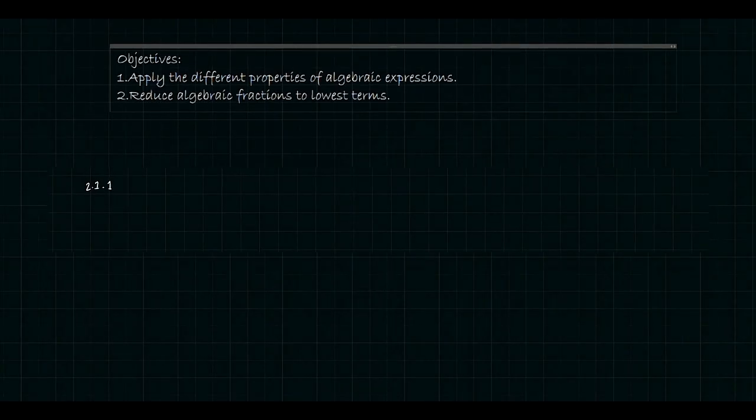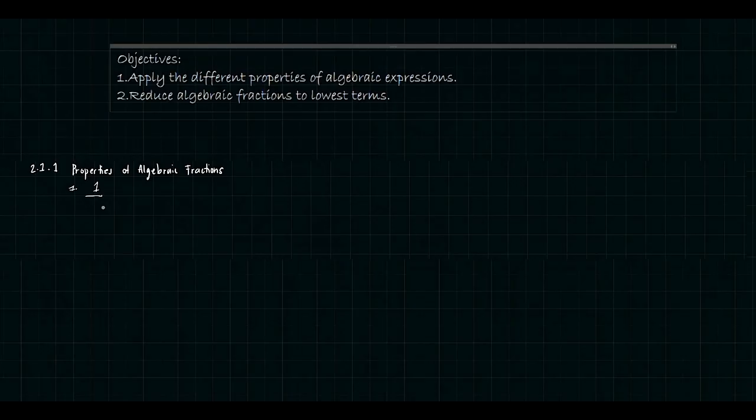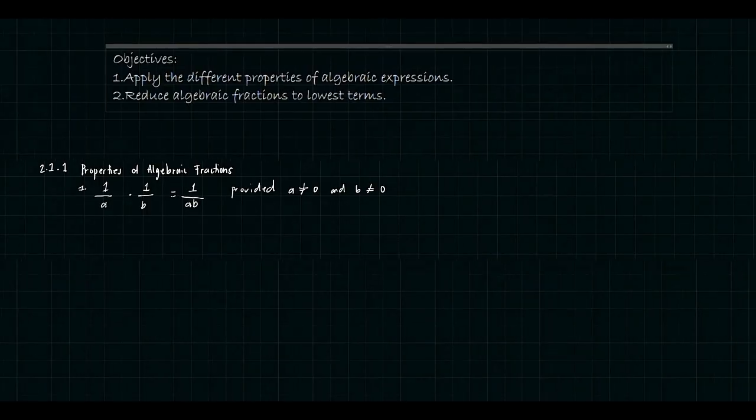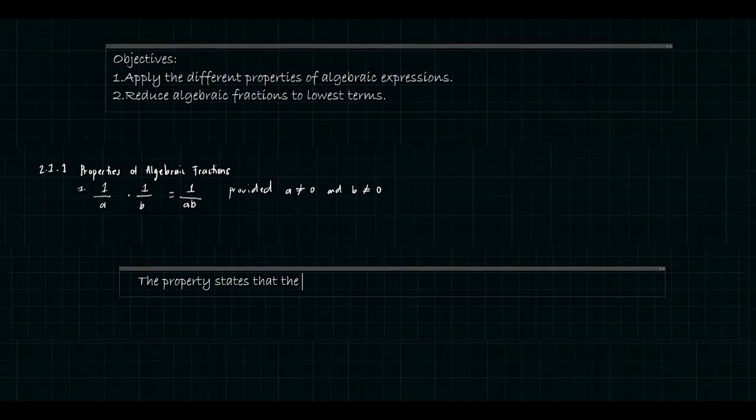Before we solve, let me read to you the important properties of algebraic fractions. First, 1 over a times 1 over b is equal to 1 over ab, provided a is not equal to 0 and b is not equal to 0.